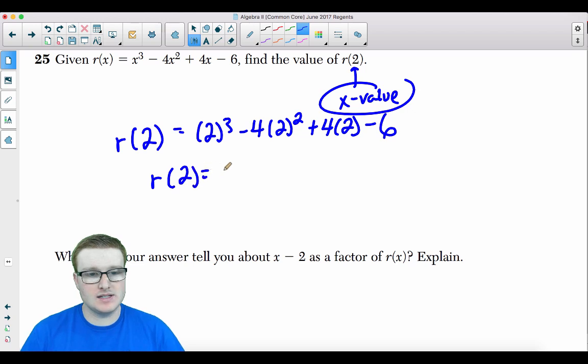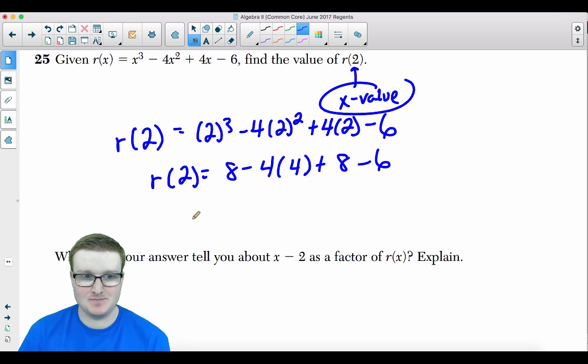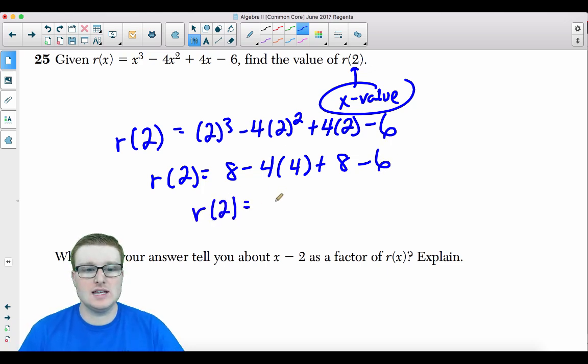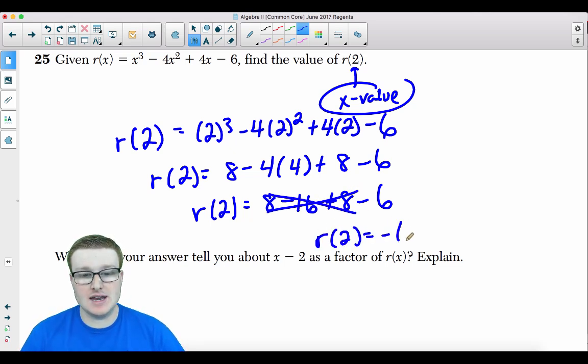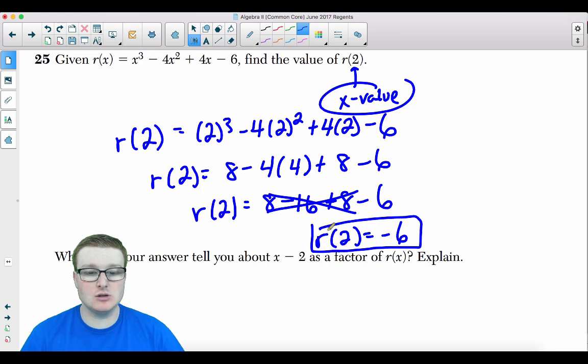R of 2 is equal to 8 minus 4 times 4 plus 8 minus 6. So we get r of 2 equals 8 minus 16 plus 8 minus 6. Continuing to solve, 8 plus 8 is 16, 16 minus 16 is 0, so all of that wipes out. So we get r of 2 is equal to negative 6. So that, ladies and gentlemen, is how you do that part of the question.